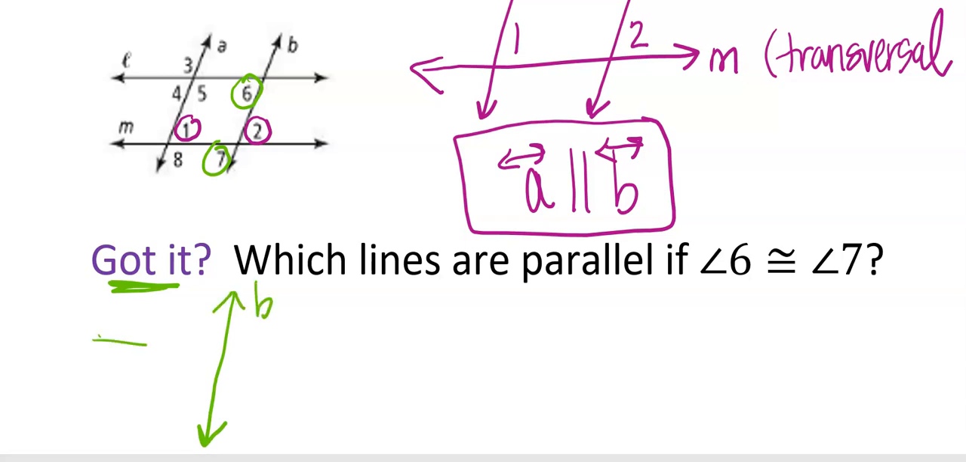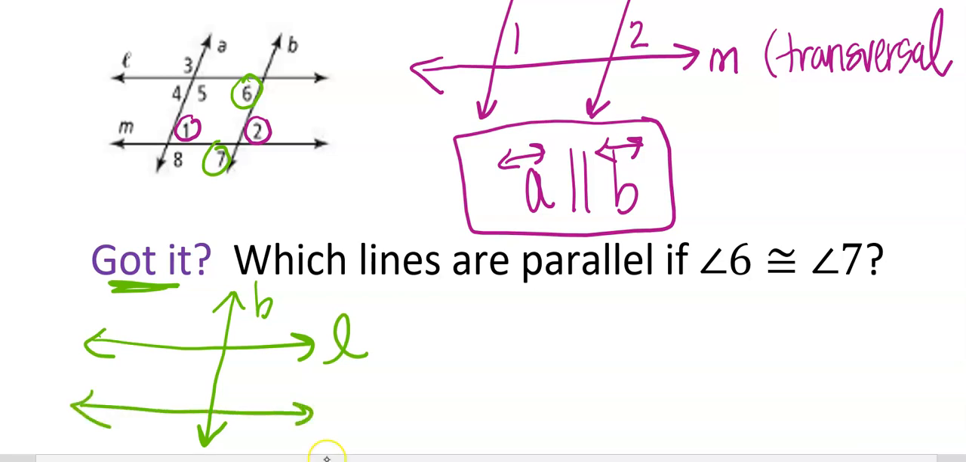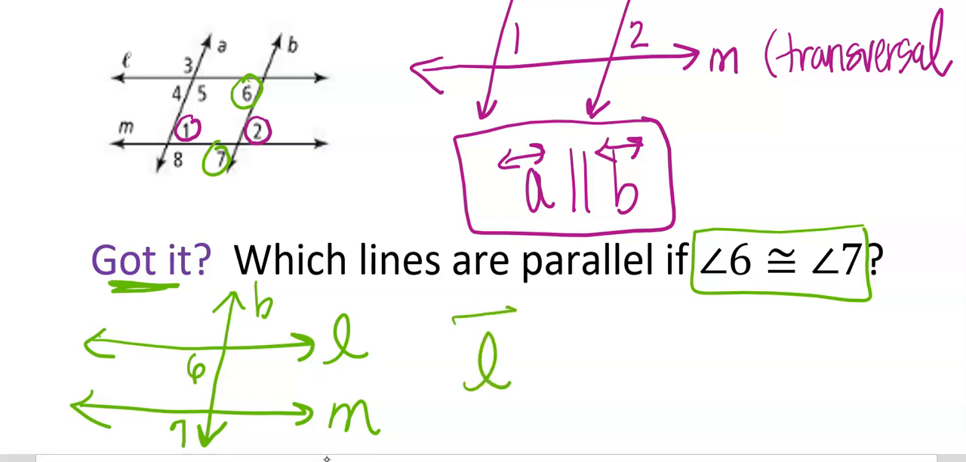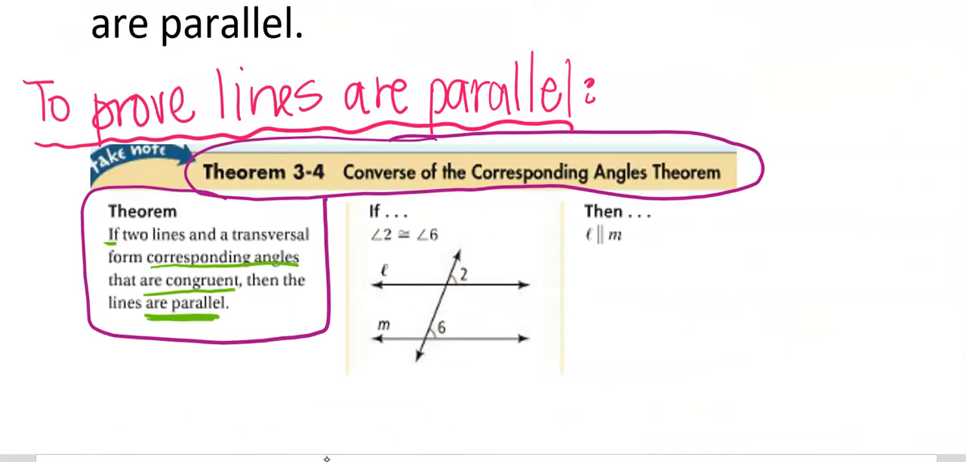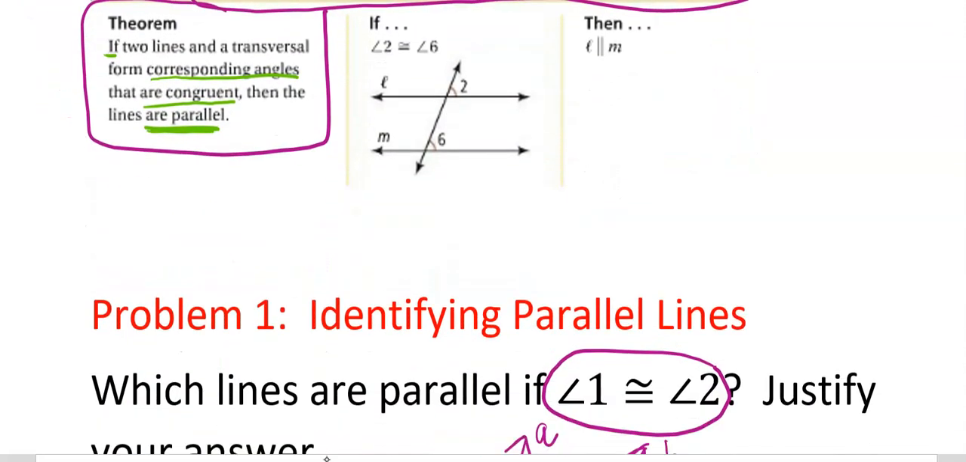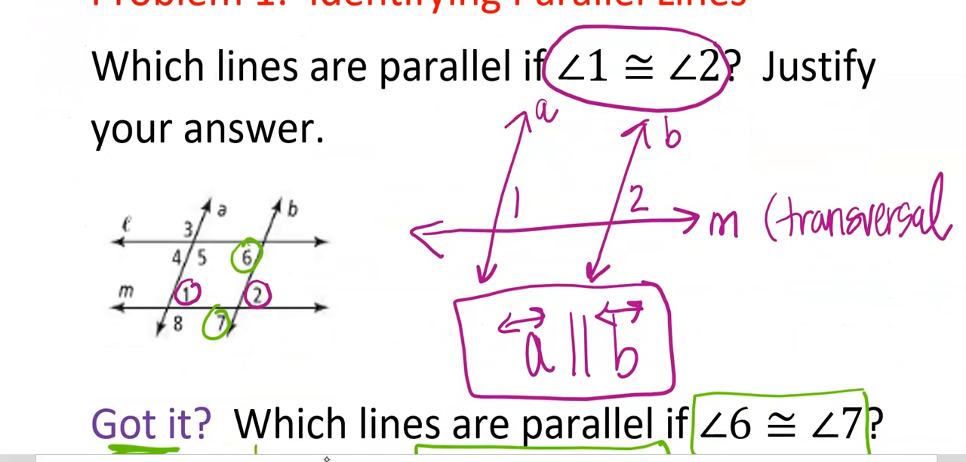So when you look at this one, the picture that I'm looking at kind of looks like this. So that's B, that's L, that's M, here's 6, here's 7. So the two lines that look parallel are parallel. So in this one, if 6 and 7 are the same, they're corresponding angles, we're going to use L parallel to M. And the theorem that we used on this one is the one that we just wrote down today, theorem 3.4, converse of the corresponding angles theorem.